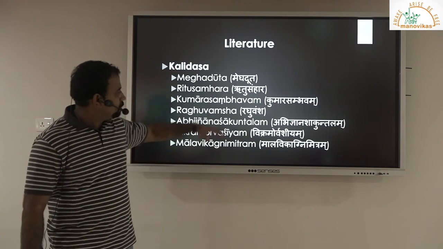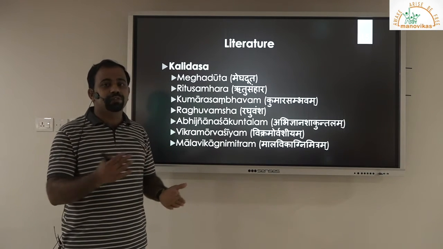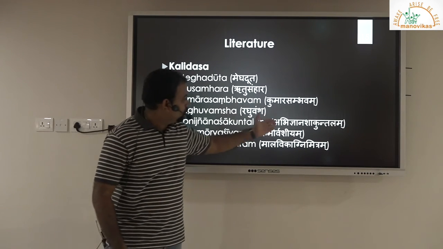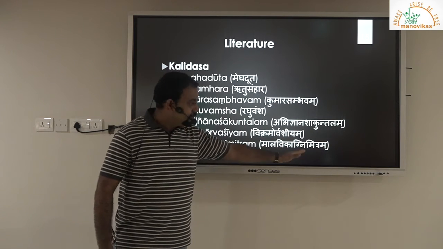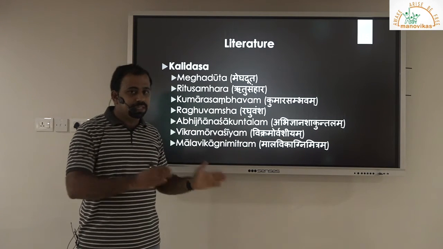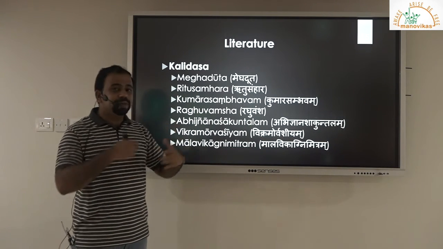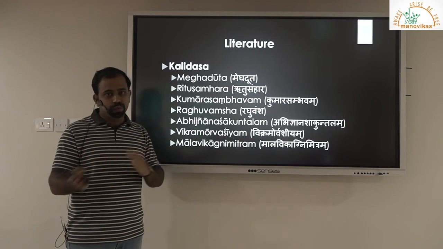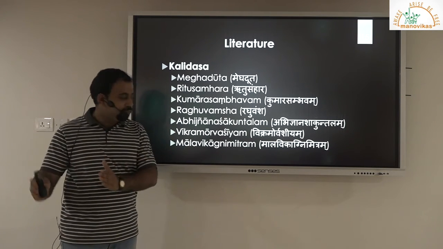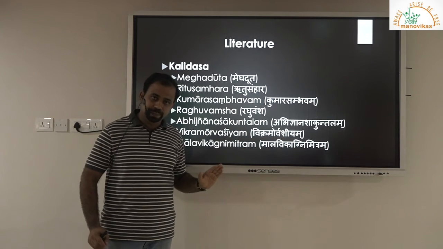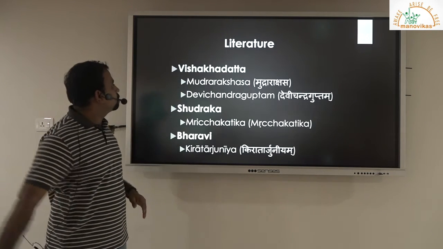If you observe these names, these are combinations of two names. When we speak about Abhijnanashakuntalam, it is a combination of two names. Malavikagnimitra is two names, Malavika and Agnimitra. So try to remember these names by combining these two words. Malavika, Agnimitra, the whole name becomes Malavikagnimitra. Right? Now let's go to the next part.